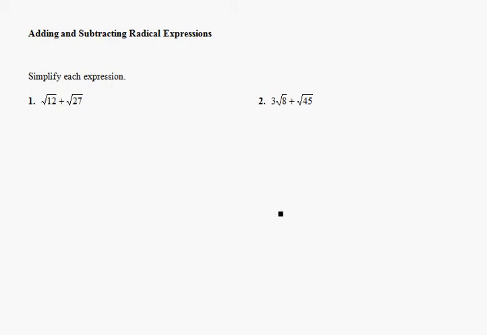Adding and subtracting radical expressions. Simplify each expression. Now, first, recall that when simplifying a single radical, we want to look for a perfect square factor of the radicand. The radicand is the number inside of the radical.